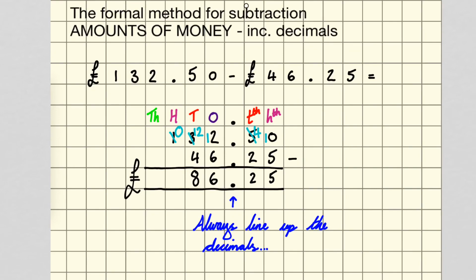And there we have it. That's how we use the formal method for subtraction, how we lay it out correctly to work with money, so we've got decimals in there as well. Always line up the decimals.